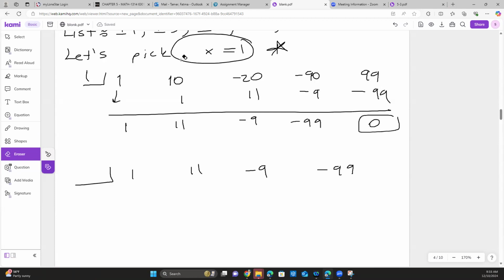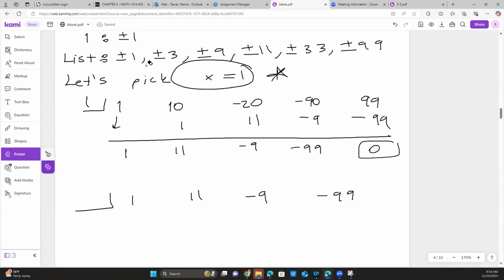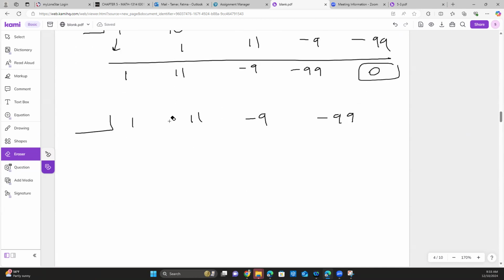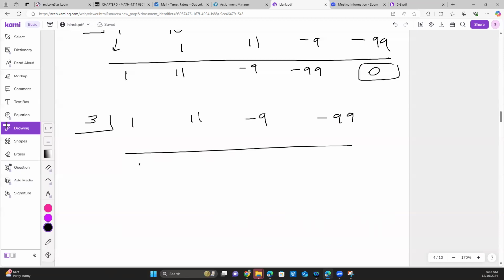I go back to my list. My list was 1 and negative 1. I also had a chance of 3, negative 3, 9, negative 9, positive 11, negative 11, positive 33, negative 33. So I think I want to just try the 3 next. So let's just try what happens when I use a 3. Bring down the first one, multiply, add, multiply, add, and I do notice that it won't work. So let's change it to a negative 3.